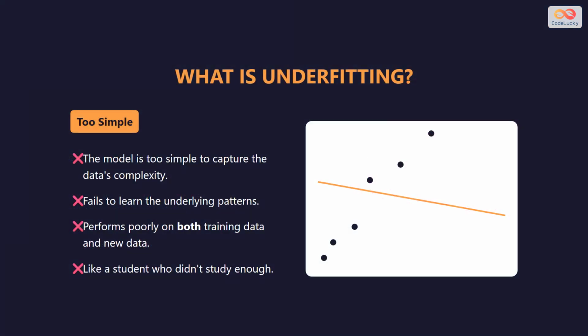Let's start with the first extreme, underfitting. Imagine a student who did not study for the exam at all. That is essentially an underfitted model. It is too simple to capture the complexity of the data. As a result, it performs poorly on everything, both the data it trained on and any new data you give it. It fails to learn the underlying patterns.